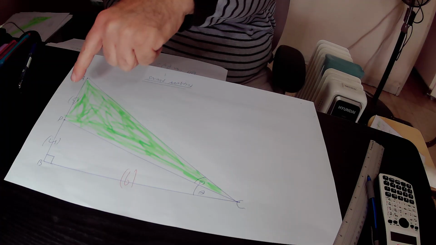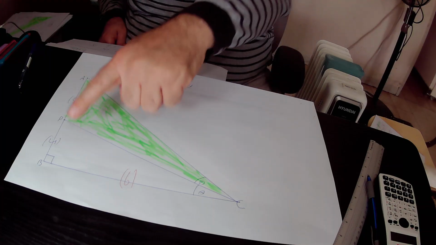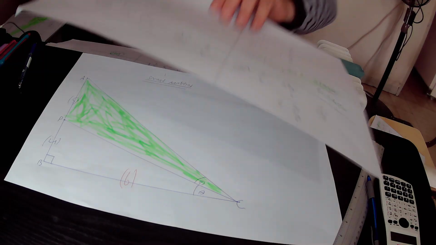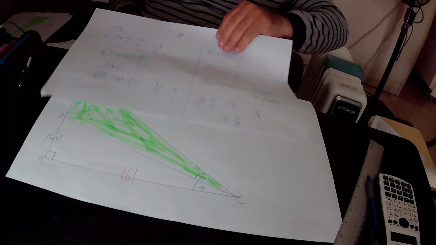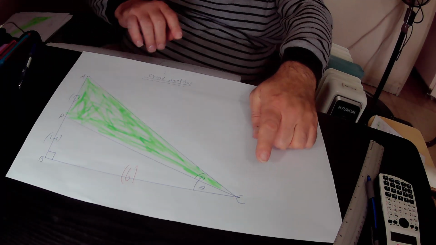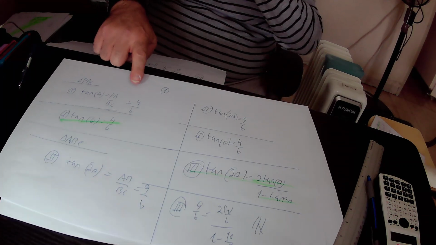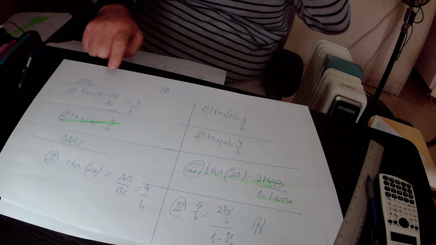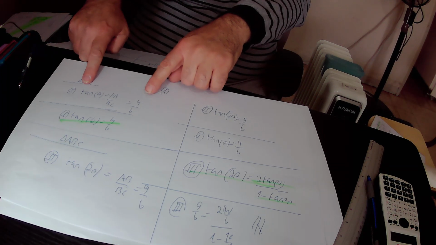Focus on this angle PBC. The tangent of angle PBC, theta, equals PB over BC. PB is 4, given in the problem. We define BC as B. So in total, according to equation 1, tangent theta equals 4 over B.